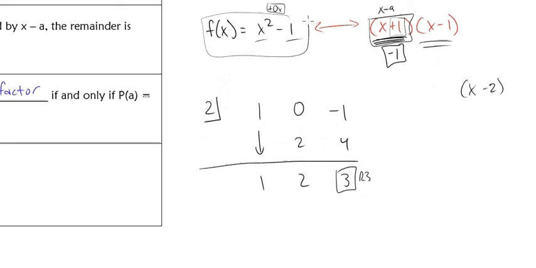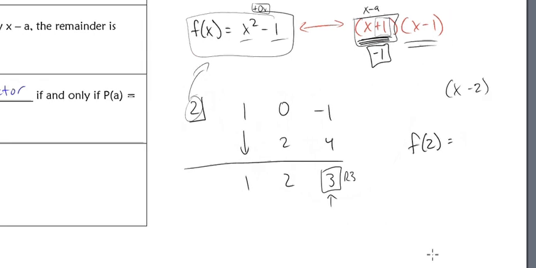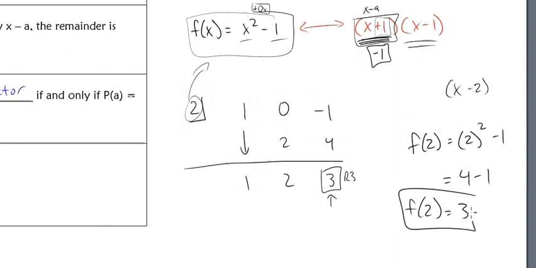Now remember, this was the function. That means when we plug in our a value of 2, f of 2 should be 3. It should be equal to the remainder. Now let's see if it actually is. So if I have 2 squared minus 1, I get 4 minus 1, which gives me 3. And so f of 2 was 3. All right, everything's on track. We're doing well.